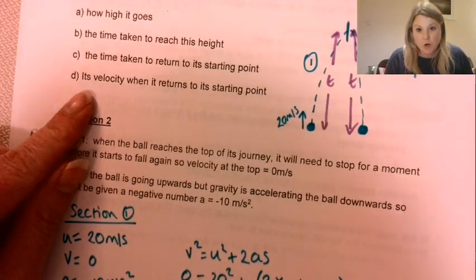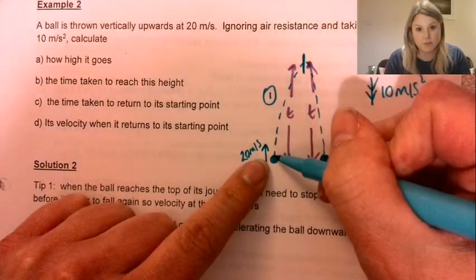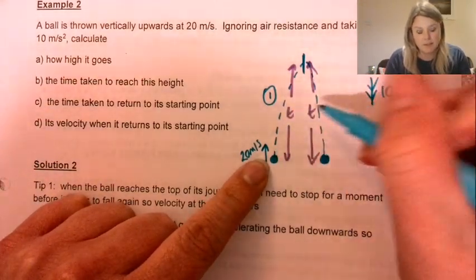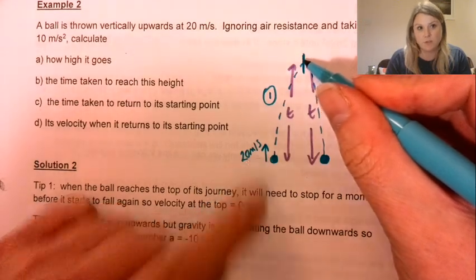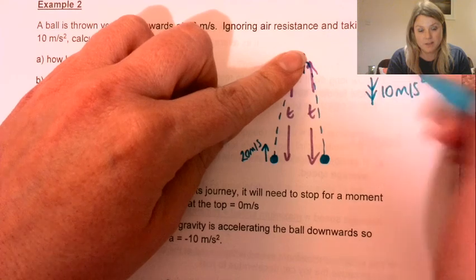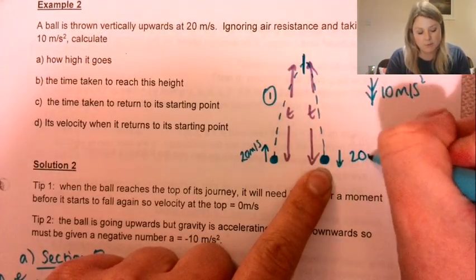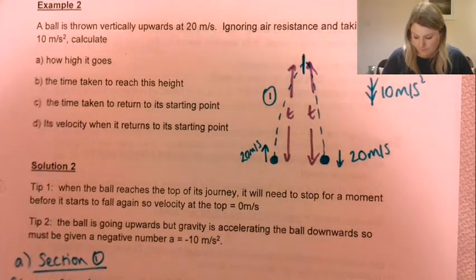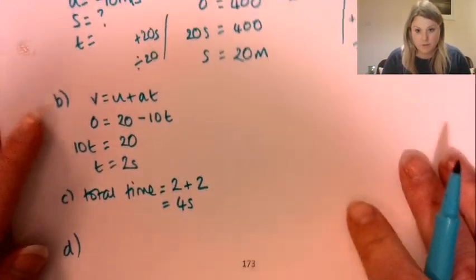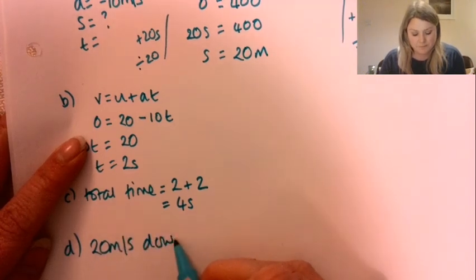And then for part D, its velocity when it returns to its starting point. Well, see here, if it started at 20, decelerated at 10 and ended up at 0. If it's doing the exact opposite of that on the way back down, it's starting at 0, accelerating at the same rate of acceleration as it went up at, it's going to be at 20 meters per second down the way. Okay, so for D, 20 meters per second downwards.